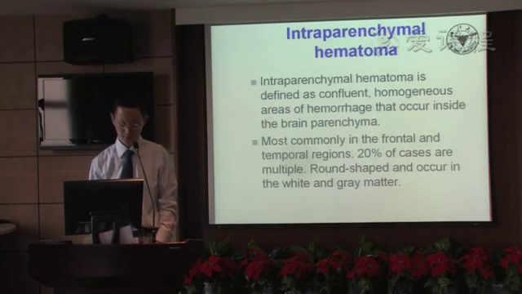Intraparenchymal hematoma is defined as a confluent homogeneous area of hemorrhage that occurs inside the brain parenchyma. It occurs most commonly in the frontal and the temporal region, can be multiple in 20% of cases, is usually round-shaped, and occurs in the white and the gray matter. Other locations are the corpus callosum, periventricular region, and the basal ganglia.